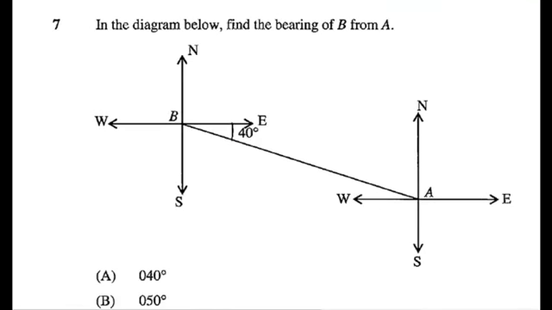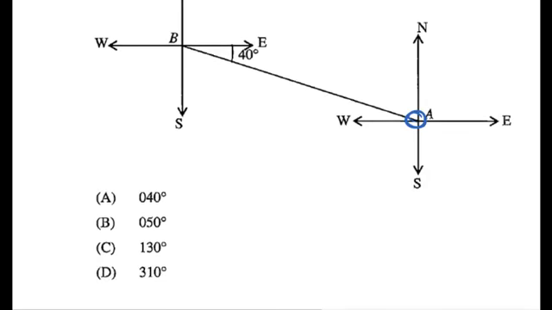Question 7. In the diagram below, find the bearing of B from A. So from A, this is our starting point. So from that position there, what is our bearing over to B? So we're looking at what angle this line is going in. The bearing is from north all the way around to here. Now, if this angle here is 40 degrees, then this angle here is also 40 degrees, because they're alternate angles. From north all the way around to west is 270 degrees. So you add the 40 and that gives you 310.